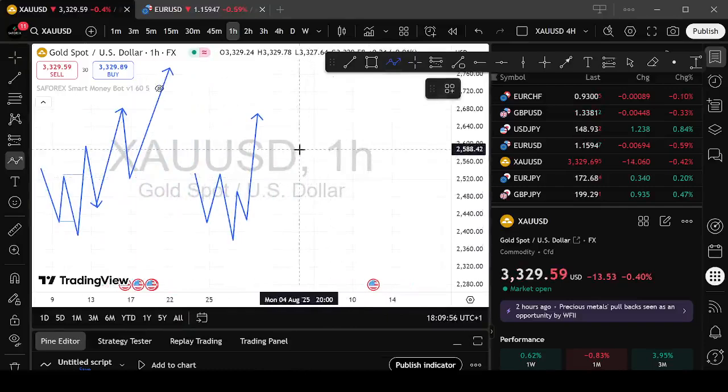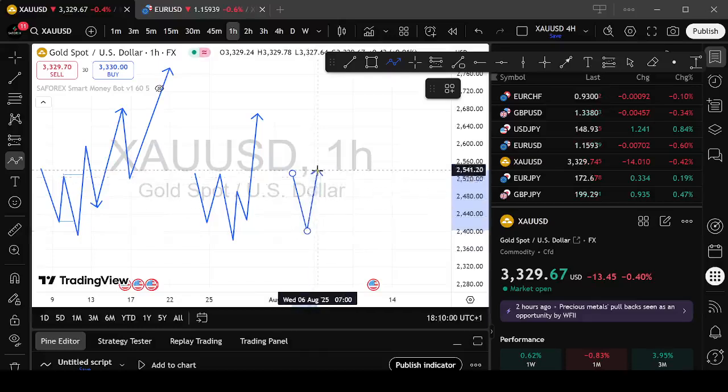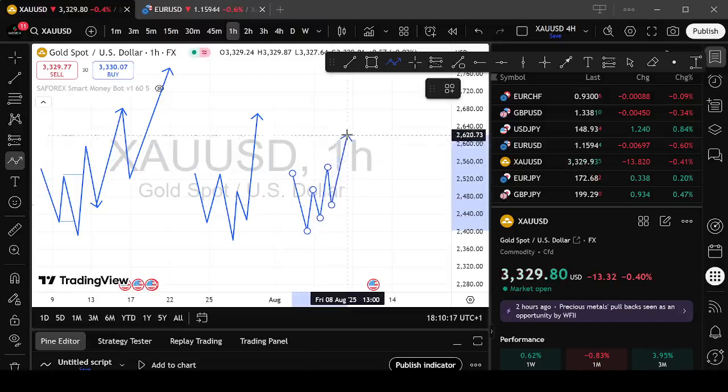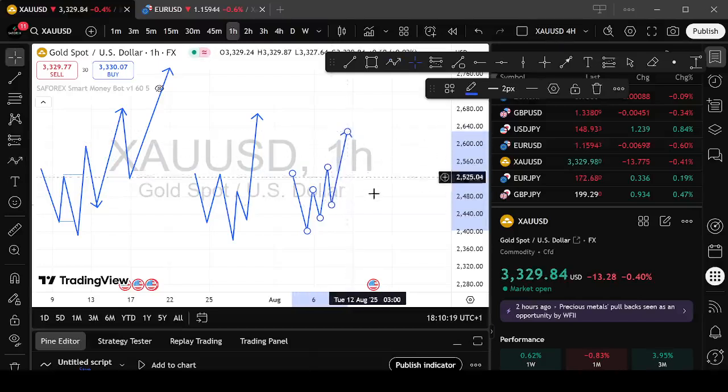You want to see price coming like this from the downtrend, right? And immediately fail to break this low. Instead, it goes like this and breaks this high. We will expect the market to come here, and then you take your entry and you move on.